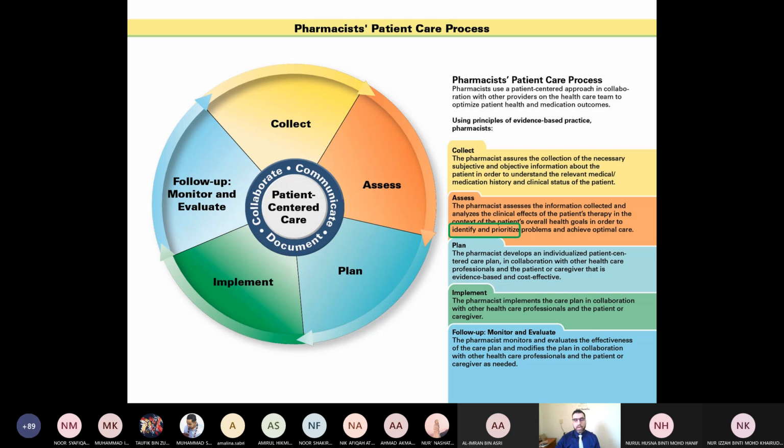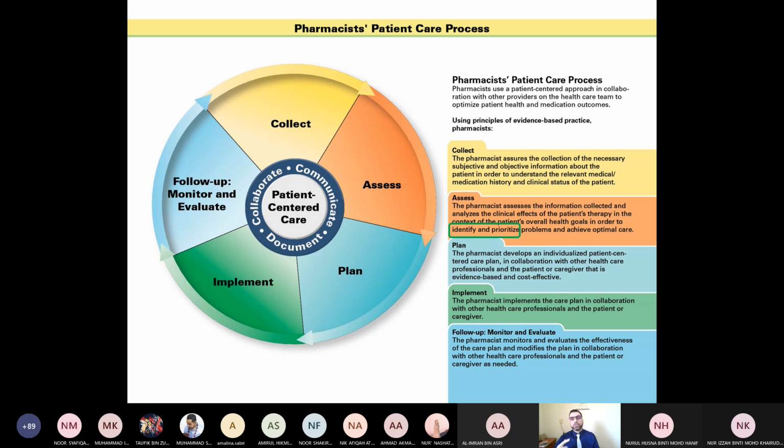This is the monitoring. After that, you need to evaluate. Based on your monitoring parameters, then you need to evaluate whether you achieve your goal or not. This is the most important question. Do you achieve your goals, the goals you put from the beginning? Have you achieved or not?